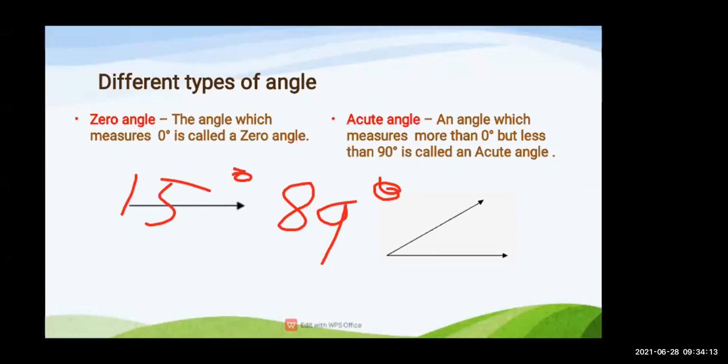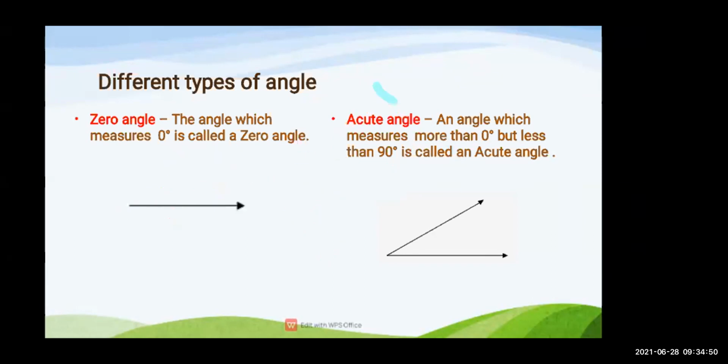Now, if I write 0 degree, 0 degree means what? Which type of angle? 0 degree means it is very good, it is zero angle. See, don't get confused. If 0 degree comes, it is zero angle. If it is more than 0 and less than 90, that is our acute angle. Okay. Now we will move to the next types of angle.